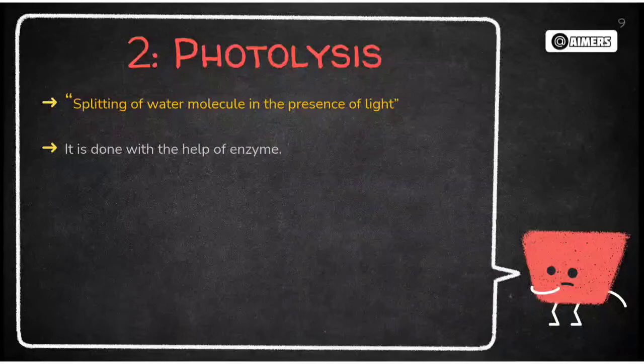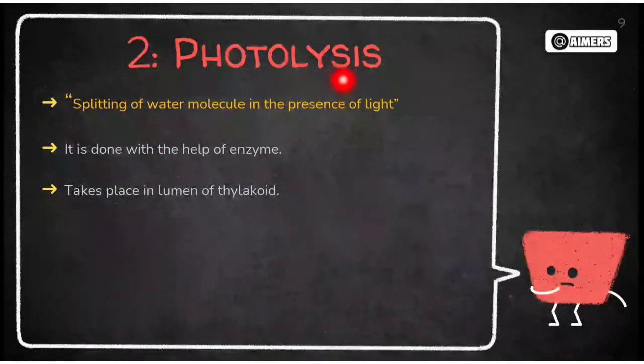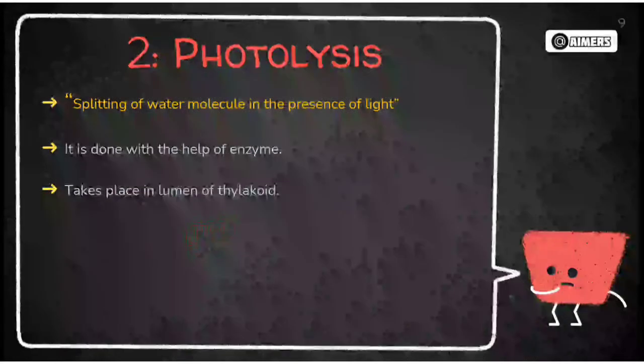Now photolysis is done with the help of an enzyme. This enzyme is attached to the inner side of the thylakoid membrane, and this enzymatic complex helps in the splitting of water. And where does photolysis take place? Do remember this. This is the most important point, that photolysis takes place in the lumen of the thylakoid. It is the only process which does not take place in thylakoid membrane. It is the process which will take place in the lumen of the thylakoid.